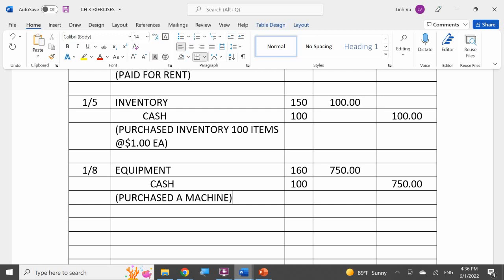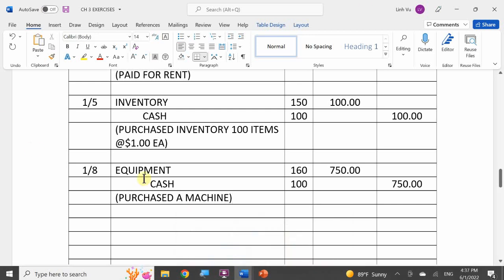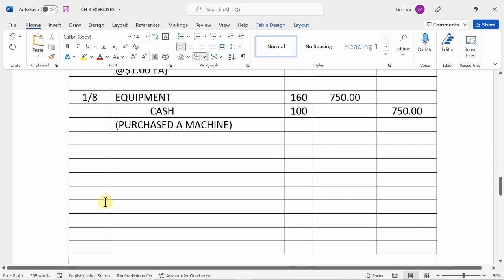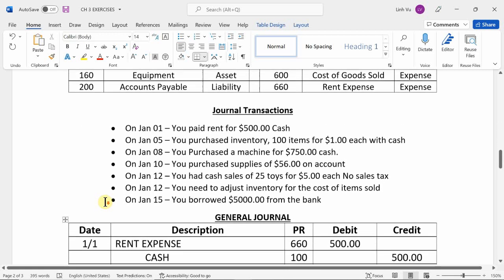Now, let's say you bought multiple machines. Then yes, you can list out how much they each cost. But otherwise, you can, it's just redundant to do so. So I don't have to say I purchased a machine for $750. If I just put I purchased a machine, I already know it's for $750 because I spent $750 cash. All right, so let's see what happened next.